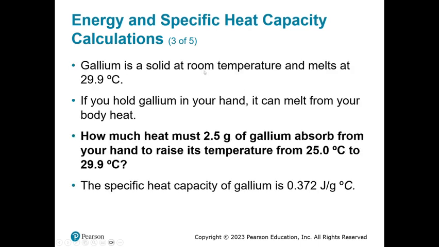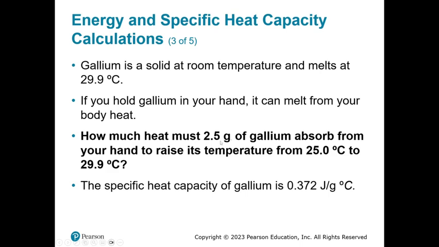So we could do a quick problem where we had some gallium. We know that gallium melts at 29.9 degrees Celsius. So you can melt it in your hand. Your hand is about 30-something degrees Celsius, depending on how warm you are. But body temperature is about 36, 37 degrees Celsius. So plenty hot enough to warm this up to its melting point.